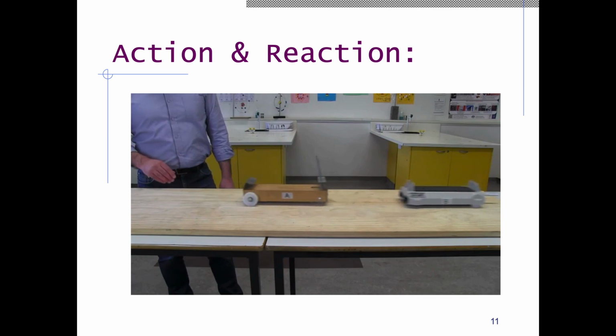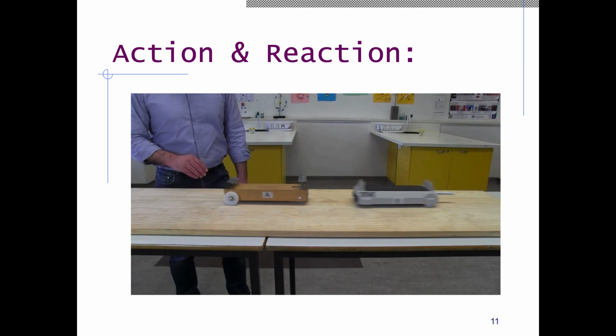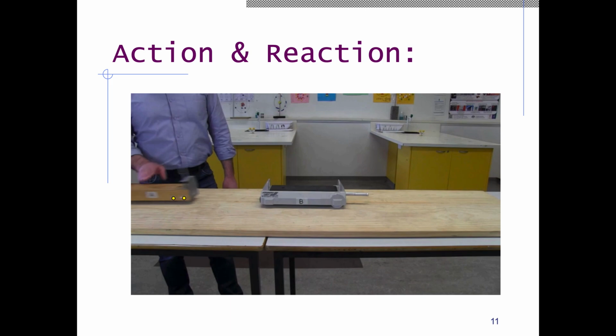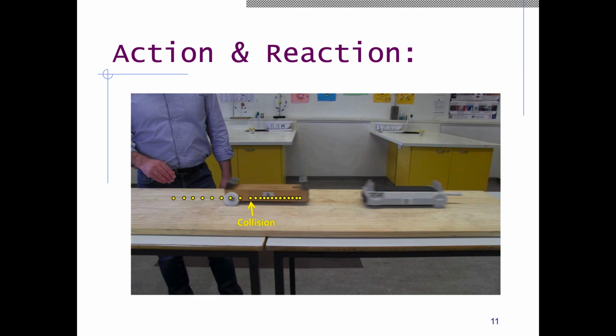No surprises there. Trolley A provided a force on trolley B, which made it accelerate. However, there wasn't just one force acting, there were two. At the same time that A was exerting a force on B, which made B speed up, B was exerting a force on A in the opposite direction. So what happened to A as a result of this force? Well, it slowed down. As you can see, the dots are clearly closer together after the collision.